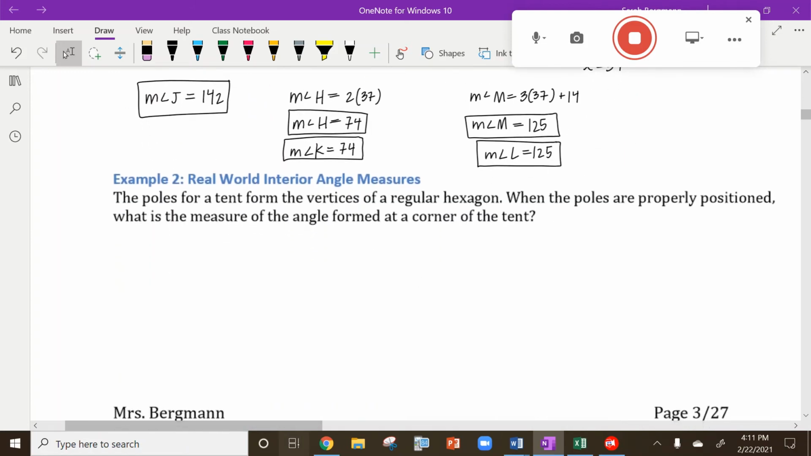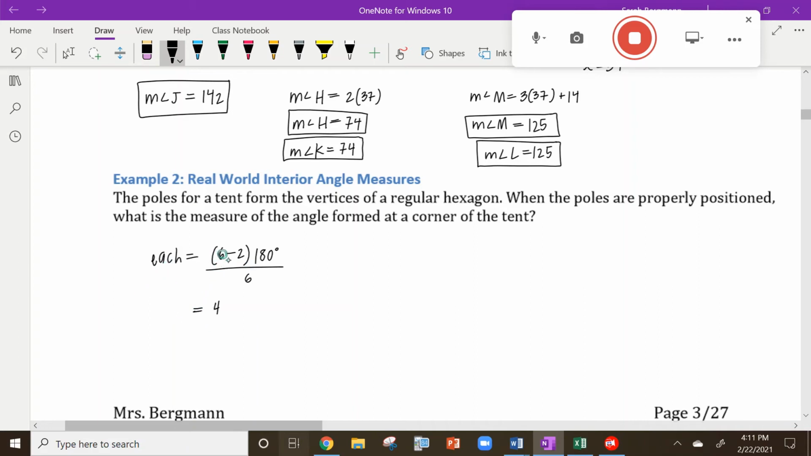This says the poles for a tent form the vertices of a regular hexagon. When the poles are properly positioned, what is the measure of the angle formed at a corner of the tent? So a hexagon has 6 sides, and it's asking for the measure of the angle formed at the corner. So that's looking for one individual interior angle. So I know that I will use the formula 6 minus 2 times 180 degrees divided by 6. That'll give me the measure of each interior angle.